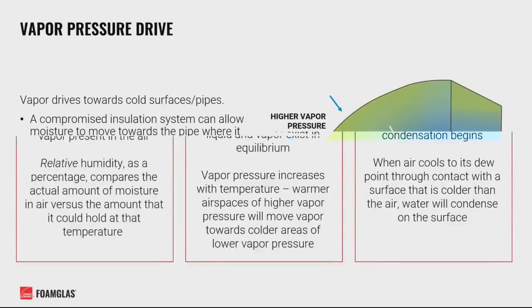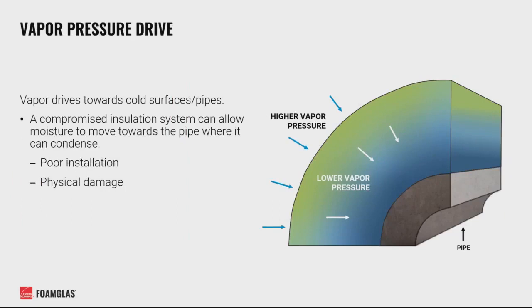One can view the topic of vapor pressure similar to that of normal pressure. That is, vapor will tend to move from areas of high pressure to low pressure. This phenomenon is commonly referred to as vapor drive. You can think of it as vapor moving from warm air to cold air, or in this case, towards the cold surface of a chilled water pipe.